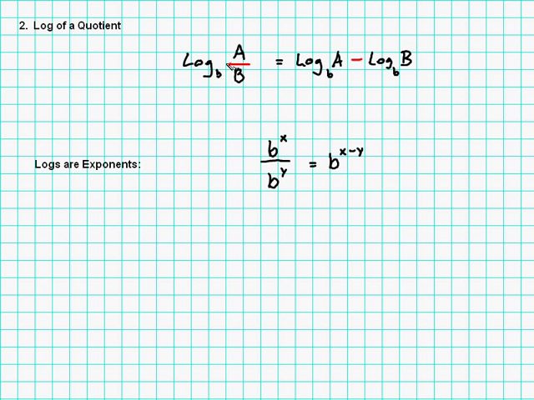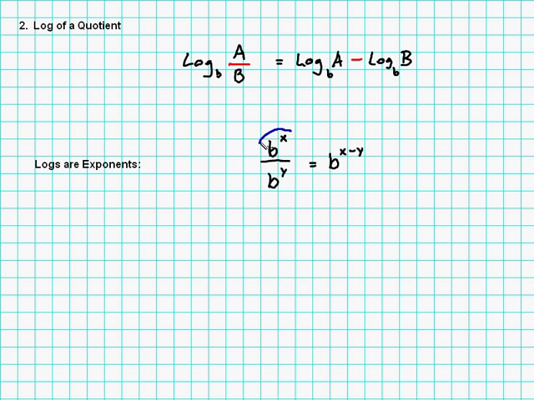Okay, let's look at the quotient. The log of a quotient equals the difference of the logs. So just like multiplying reduced to adding, division reduces to subtracting. And again, it looks like the laws of exponents here. And we're going to follow exactly the same pattern.